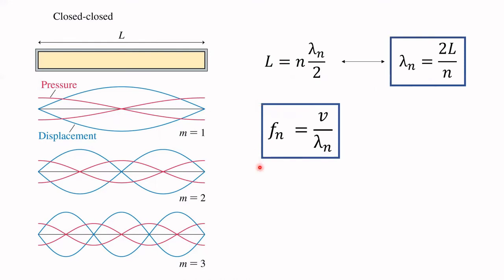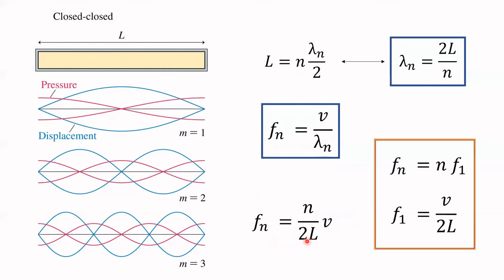So I'm quoting the result here. Actually, this is just a fundamental relation for waves, right? The relation between frequency, wavelength, and speed. If we combine these two results, we can write it this way. And here's where I say, hey, set n equal to 1, and this expression v over 2L is going to show up in the frequency formula for all the modes. Let's just separate that and call it f1. So f1 is what you get when you evaluate this for n equals 1.